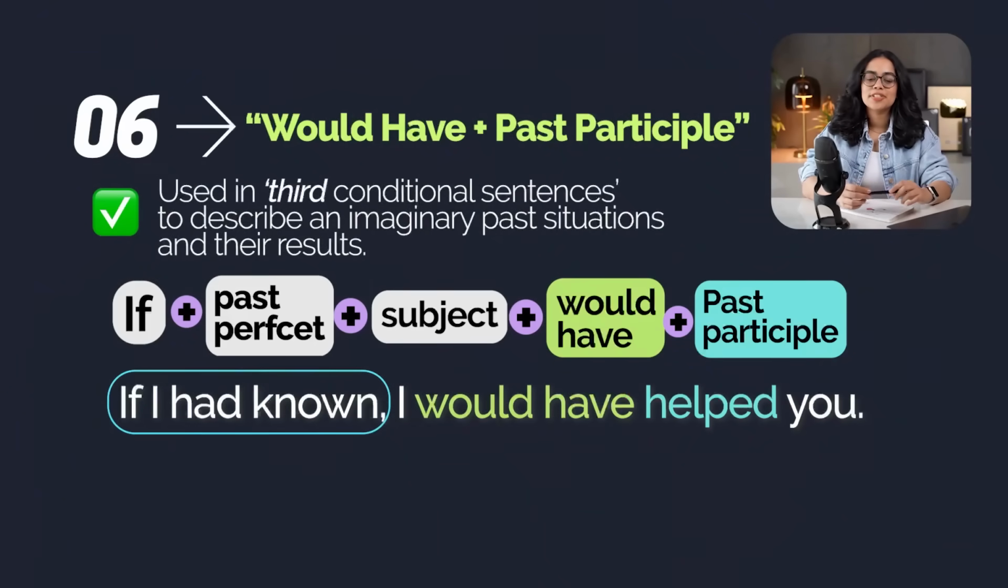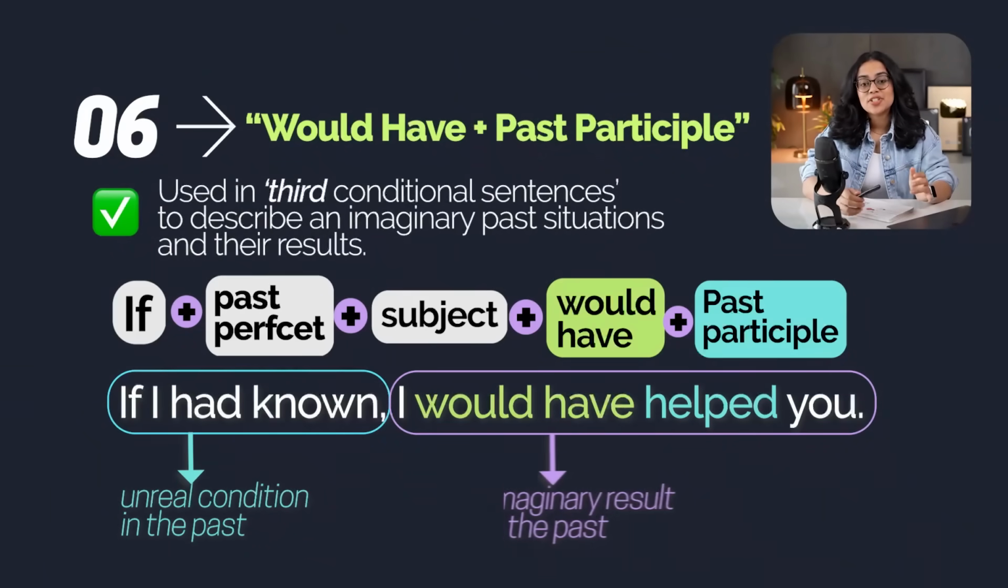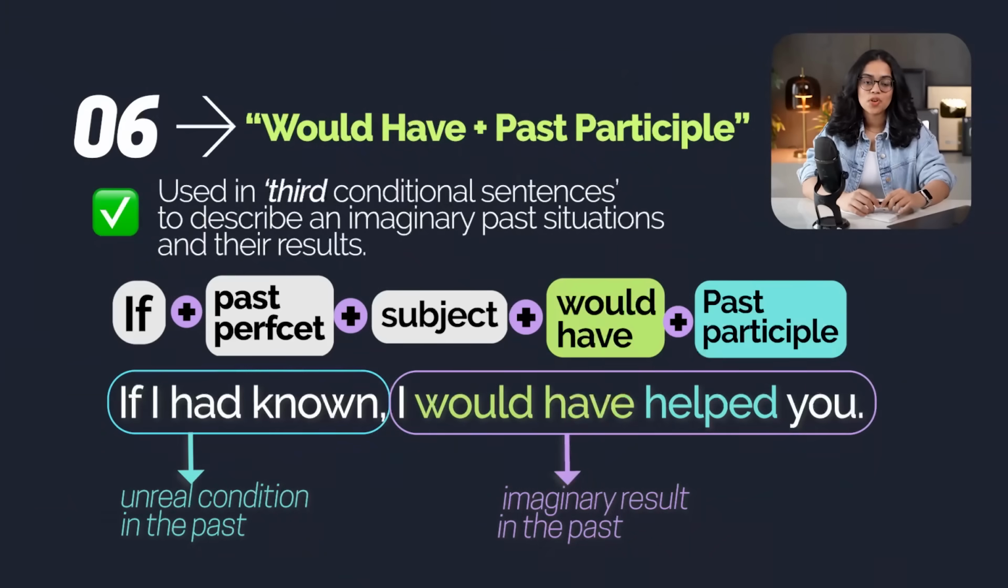So the first part of the sentence, if I had known, this is an unreal condition in the past. Did I know about it? No, right? So it's an unreal condition. The second part, I would have helped. This is an imaginary result in the past. I hope you got the difference. You're just imagining the result of the first part of the sentence. This entire sentence describes a situation that did not really happen. I hope that was pretty easy to understand.